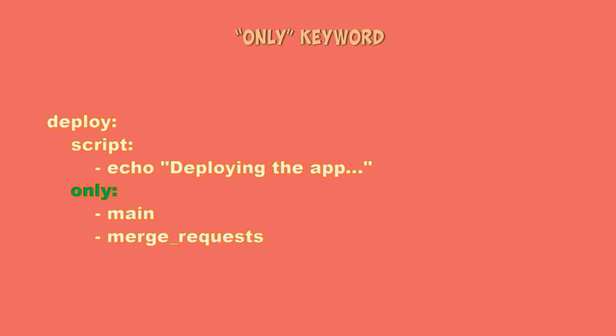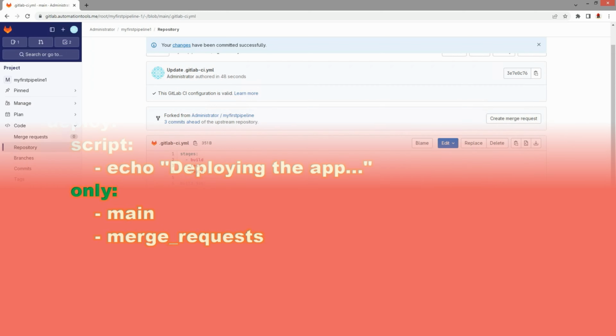Alright, let's start with Only. Think of Only as a gatekeeper that says, hey, the job should only run in this specific situation. It's a really handy way to make sure you are not running unnecessary jobs on every single branch. Let's break it down with an example. Say you have a deploy job and you only want this job to run on the main branch or during a merge request. Here's how you do it.